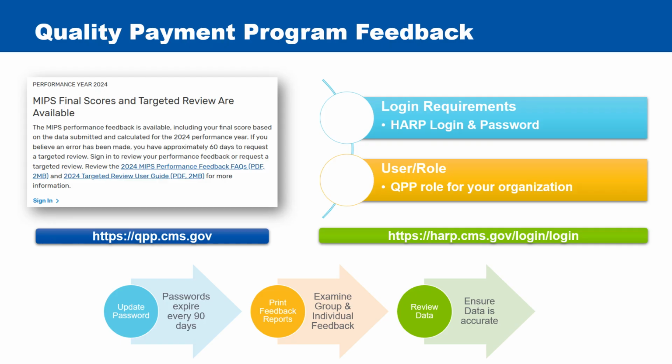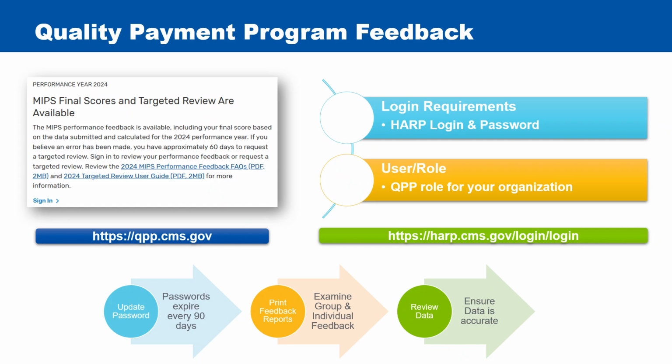To view your organization's performance feedback report, of course, you're going to start by visiting the QPP website at qpp.cms.gov. If you're the security official or if you have an existing user account, you probably are already familiar with this process. From there, you're going to log in using your HARP credentials or your existing QPP Access account. Depending on the role you have been assigned will determine the access level in reviewing the reports that are available. Also as a reminder, the HARP password expires every 90 days.